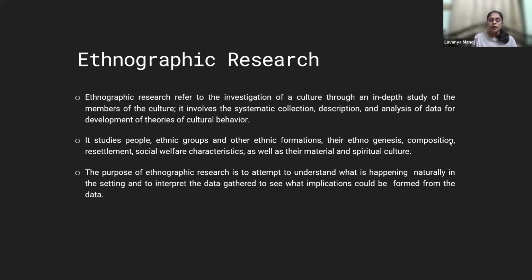It studies people, ethnic groups, and other ethnic formations, their ethnogenesis, composition, resettlement, social welfare characteristics, as well as their material and spiritual culture. So, what is ethnicity? Which ethnic group do Asians belong to, or which ethnic group do Americans belong to, or which ethnic group do Australians belong to?